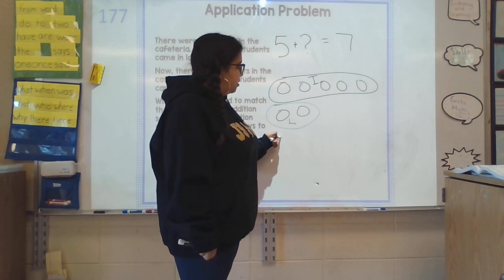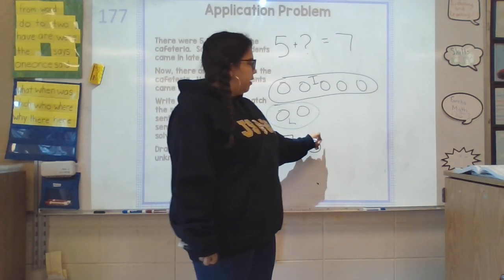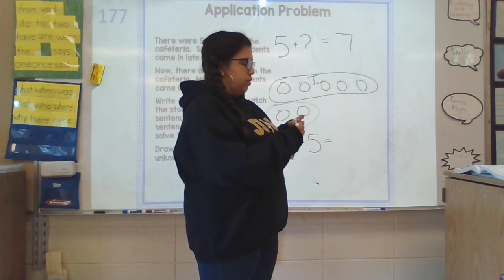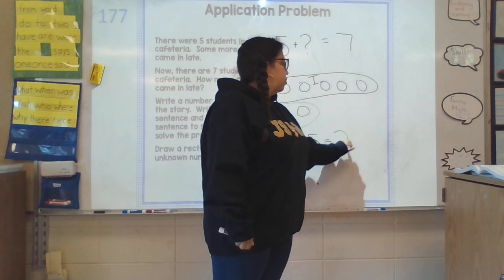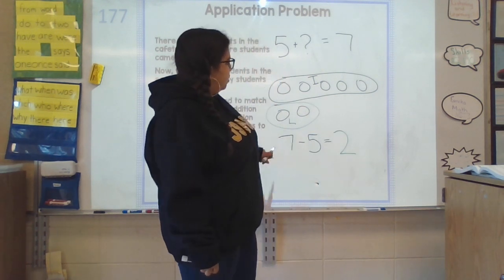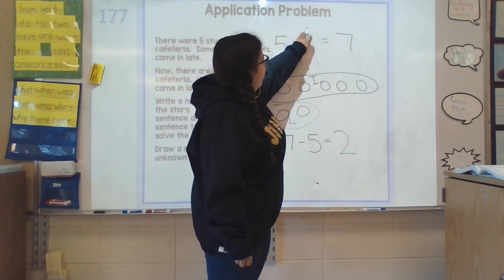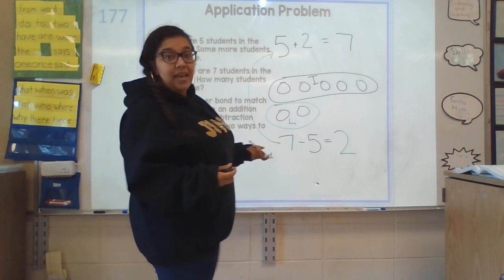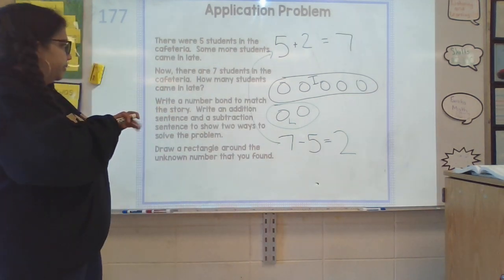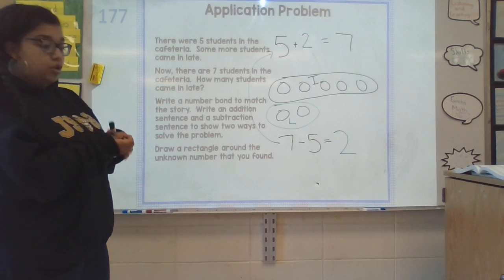Okay, so now let's write a subtraction problem that matches the work we did. So the 7 students in the cafeteria minus the 5 that were already there is equal to the 2 that were late. 2 students were late. So 7 minus 5 is equal to 2. Then 5 plus 2 is equal to 7. Ta-da! Alright, so let's write a number bond that goes with these 2 number sentences.